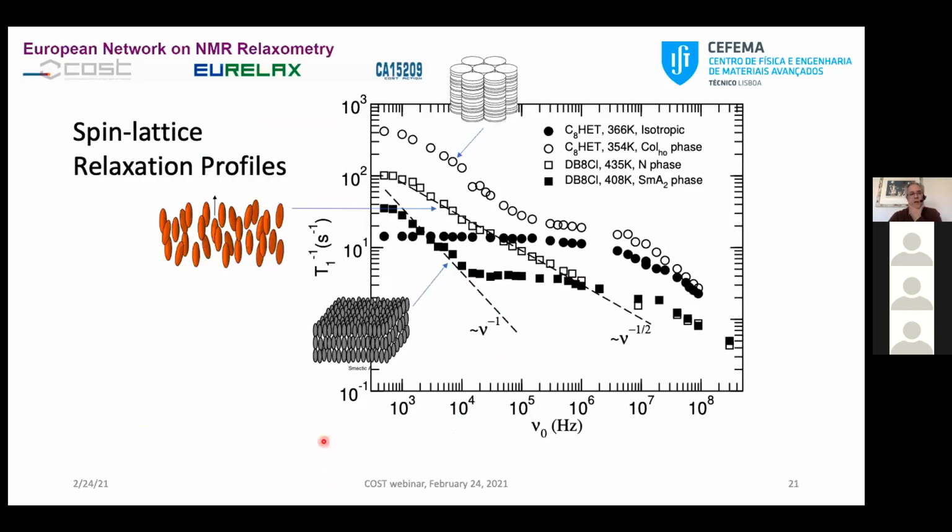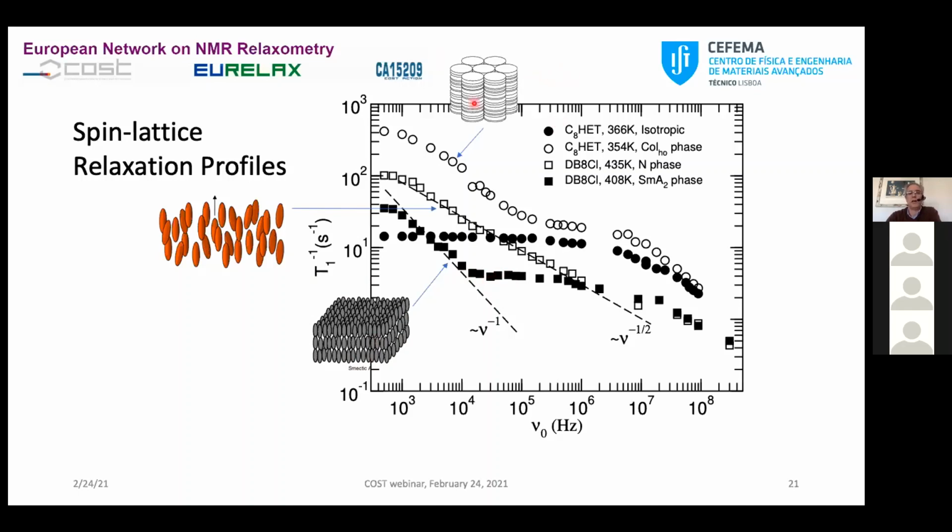Anyway, the measurements after these visits to Stuttgart made it possible to cover the low frequency part, which you see here. And the interesting thing was that this was the first time where it was possible to clearly identify the differences between the molecular dynamics in the nematic phase, which are these squares here, and make a distinction from what happens for the molecular dynamics in the smectic phase, which are these dark squares.